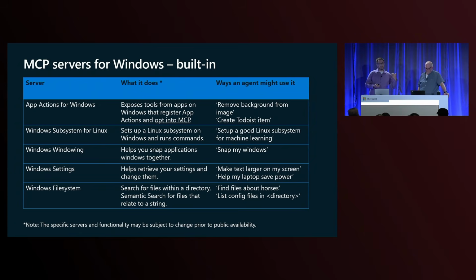To help agents control and access content on Windows, we also have a Settings MCP and a File System MCP that can either search for files in a directory or perform semantic searches. In the next demo, we'll show how agents can use built-in servers for App Actions and File System to help users be more productive.